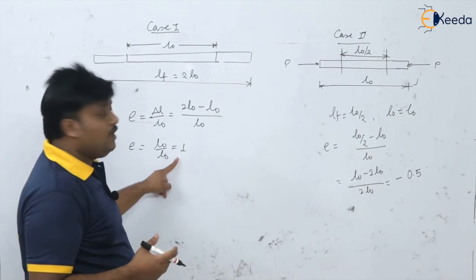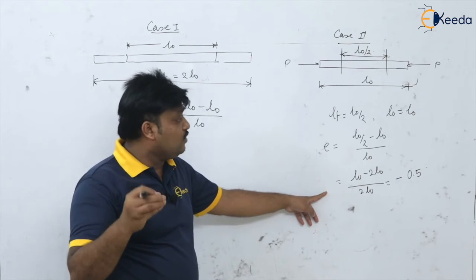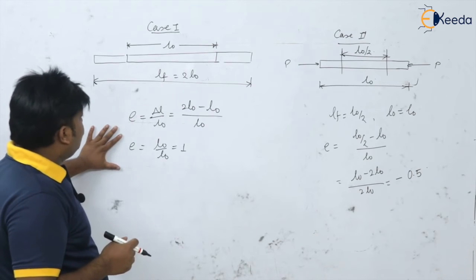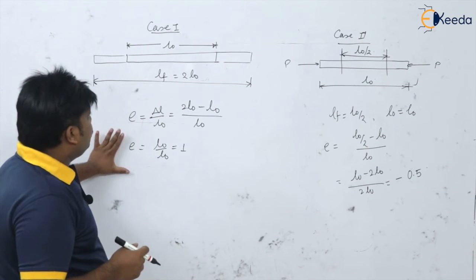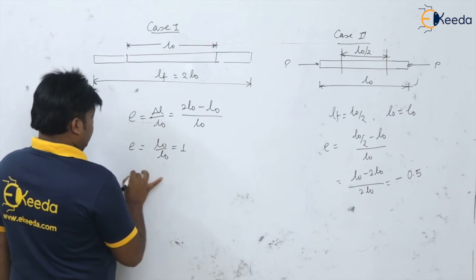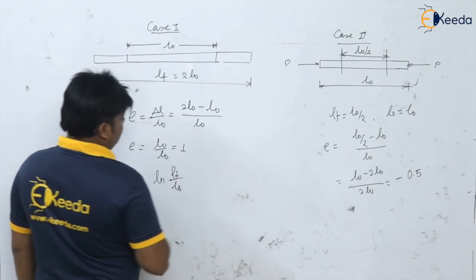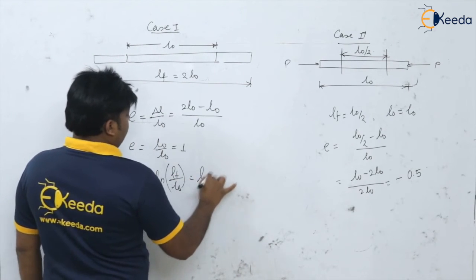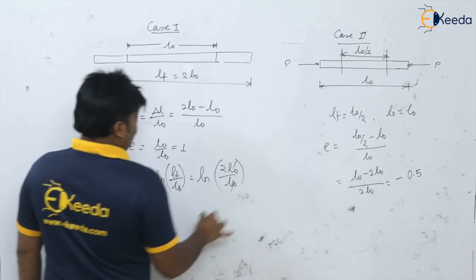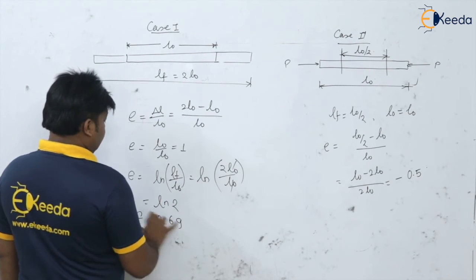The strain is 1. In compression the strain is minus 0.5. Now if I want the true value of strain, what is it? Epsilon is equal to ln of L final divided by L original. So ln of L final, that is twice L original, divided by L original. So how much is it? ln of 2, that is 0.69 something, isn't it?